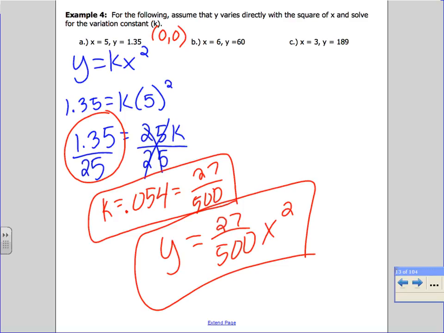Let's do letter C. So we have y is 189, x is 3. Go ahead and find slope, which is the variation constant. It varies directly with the square, so be careful. And obviously make sure you square it first. That's what you need to be careful of. Luke, did you get it already? Okay.